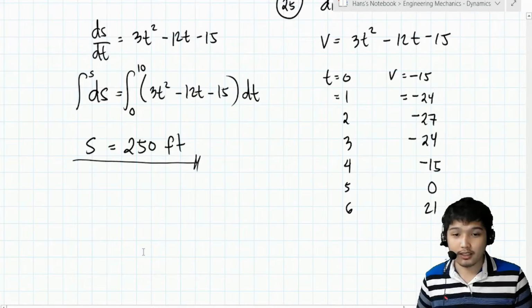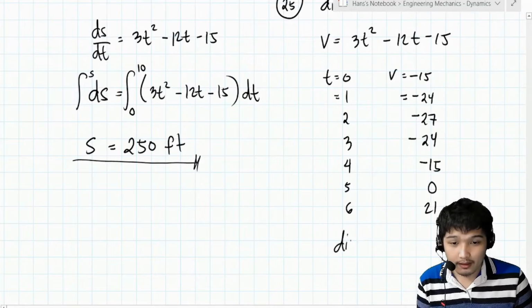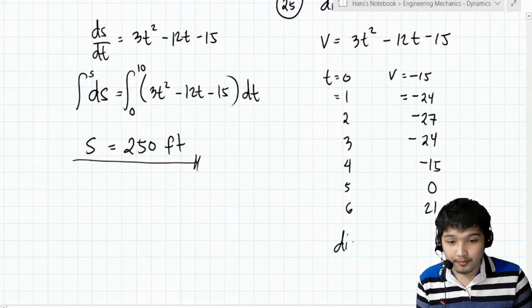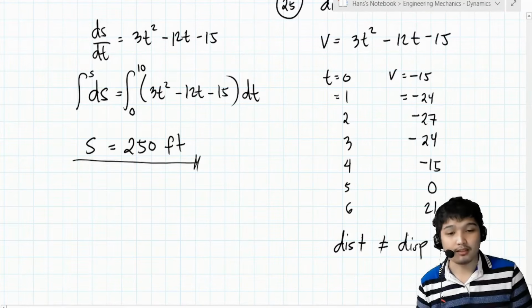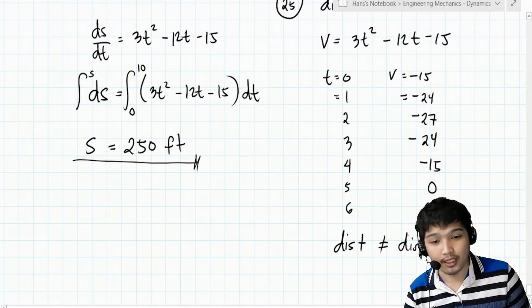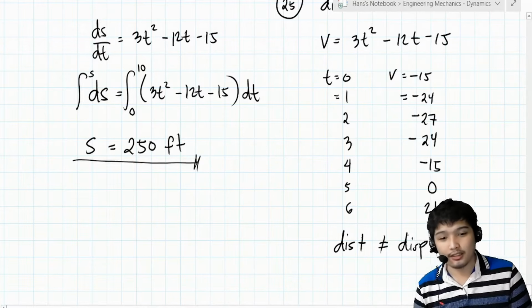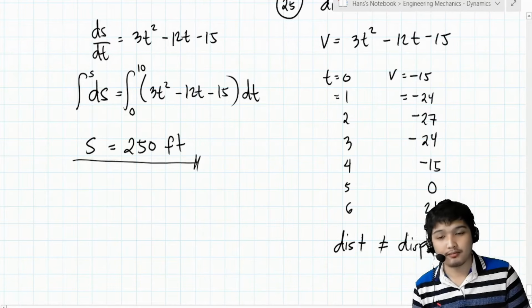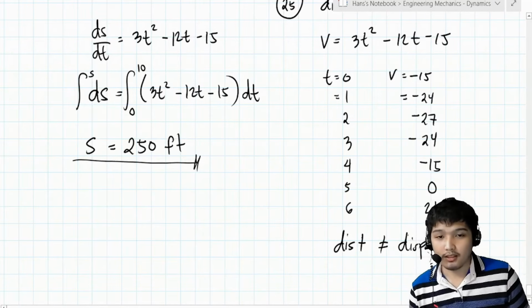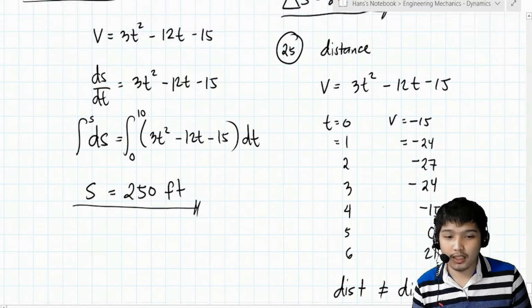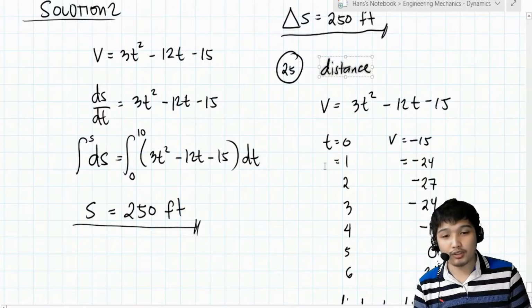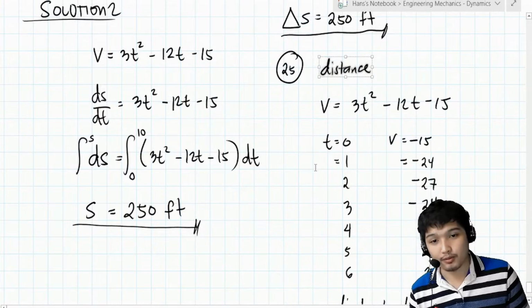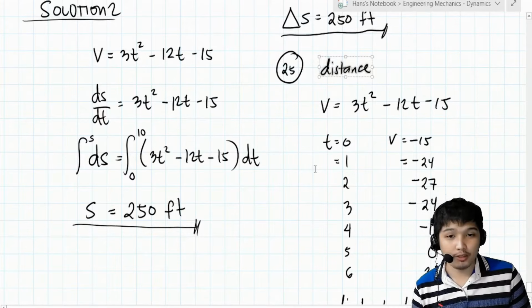So we can say that distance is not equal to displacement, no? Yan yung ating conclusion, na hindi equal yung distance sa displacement. Okay? So ngayon, kung hindi sila equal, dito nalalabas yung sinasabi ko kanina na special approach, no? Kung gusto natin kunin yung distance.